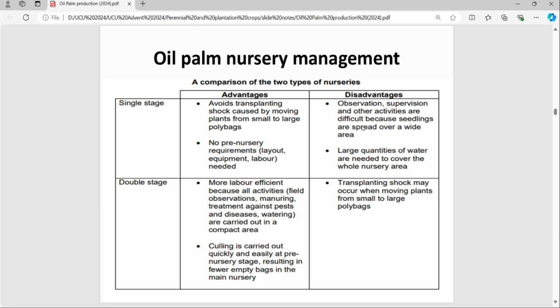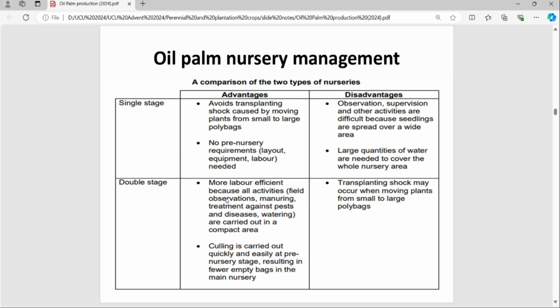But there is also a disadvantage where we see that supervision becomes harder because the seedlings are in a bigger piece of area compared to when you use a double stage. And then management practices would also take more time because the seedlings are spread in a vast area, and then large amounts of water are required to cover the whole nursery area.